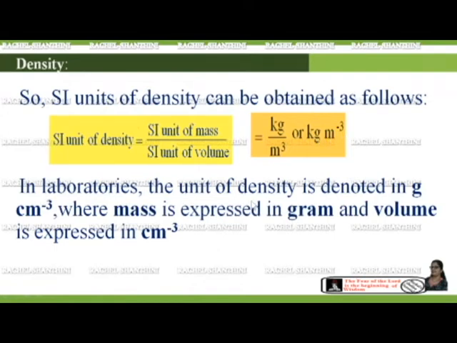In laboratories, the unit of density is denoted in g cm^-3, where mass is expressed in grams, not in kilograms, and volume is expressed in cm^-3.